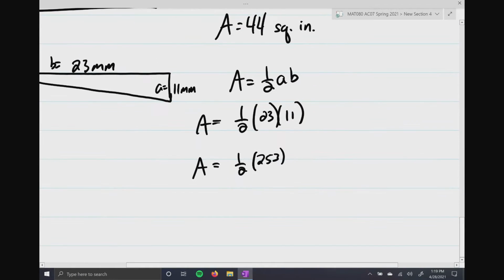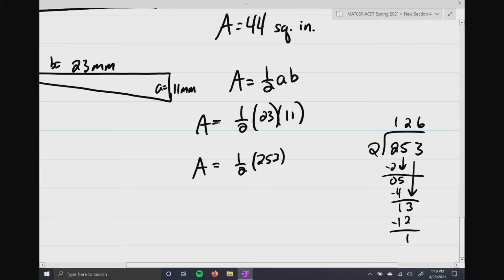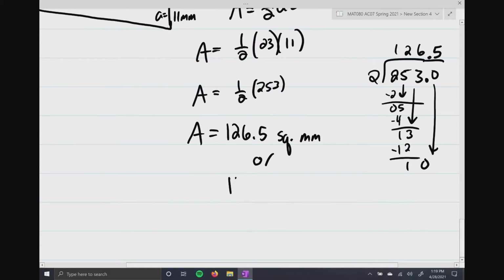So I'll come off to the right here. 253. So 2 goes into 2 once. Drop down to 5. 2 goes into 5 twice. Drop down to 3. 2 goes into 13 6 times, that's going to be a 1. Put a decimal, put a 0. Drop it down. 2 goes into 10 5 times. So area equals 126.5 square millimeters. Are there any questions?